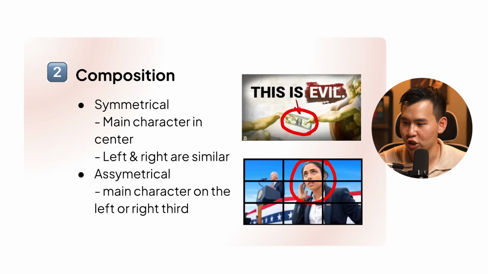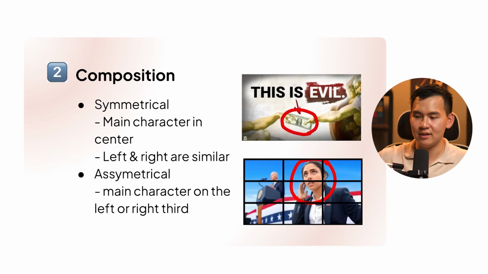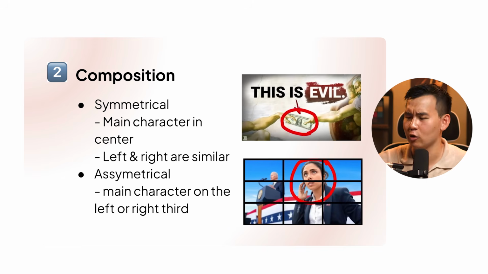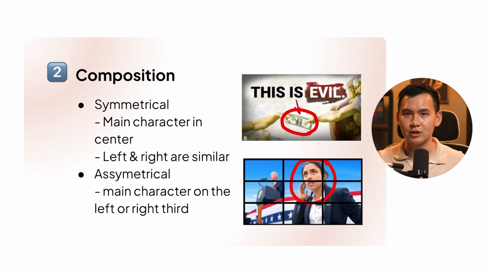And then the composition is whether it's symmetrical, right? The main character in the center, left and right are similar, or asymmetrical, right? Main character is on the left or right third, right? So over here, this is called the rule of thirds, right? Or like the grid lines that you can see over here on the bottom right. I'm not exactly sure of the name, but you can see over here, this is the composition. So the composition will dictate, right, the visual hierarchy.